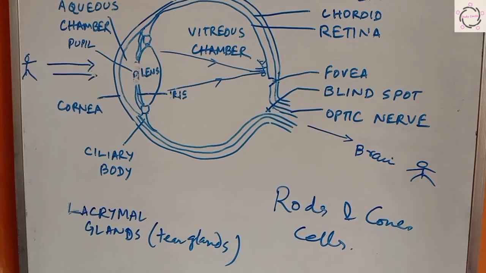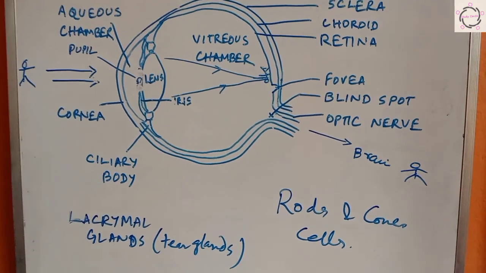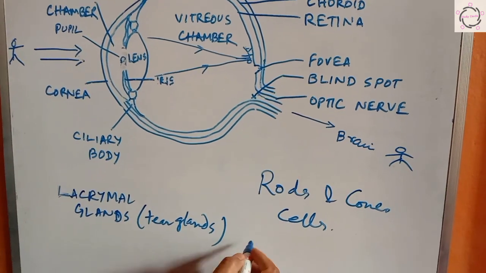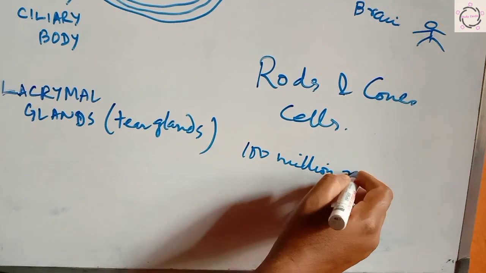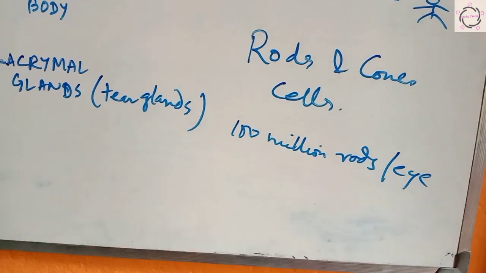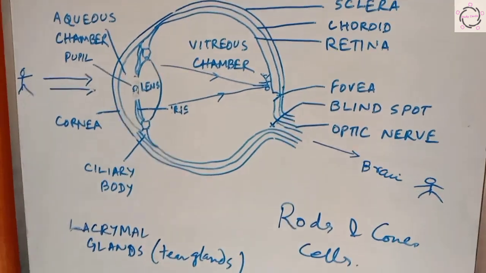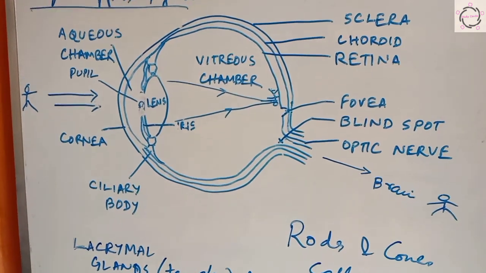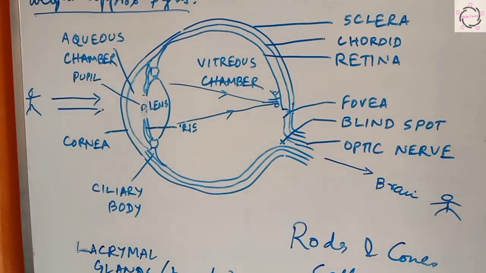Now কতগুলো সংখ্যক তোমরা জানো না, approximately 100 million rods in each eye. So there are 100 million rods each eye. Per eye means each eye. Now rods are used chiefly for vision in dim light. Dim light we can visualize with the help of rod cells.